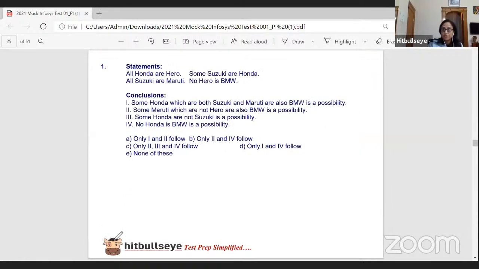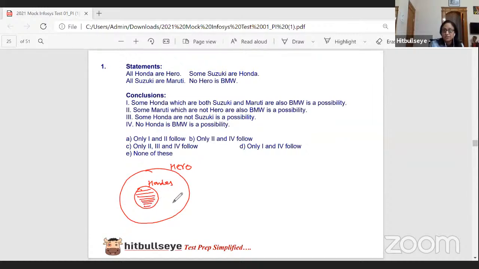So let me move to a page where I can make a diagram. Let me help you out for this now. Let's make the diagrams first. The first one says that all Hondas are hero. So all Hondas are hero. We don't know what is Honda, we don't know what is hero. Don't use any of the information from your common life. We just know that all Hondas are inside the circle of hero.